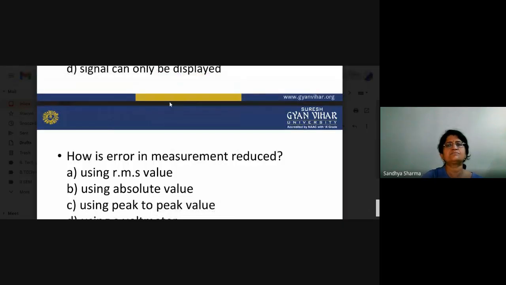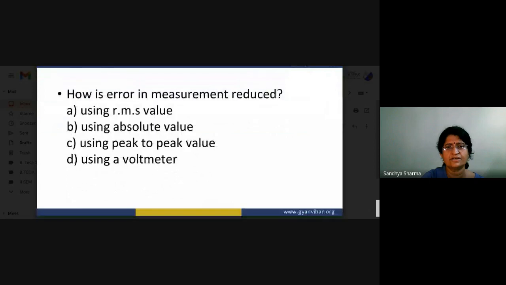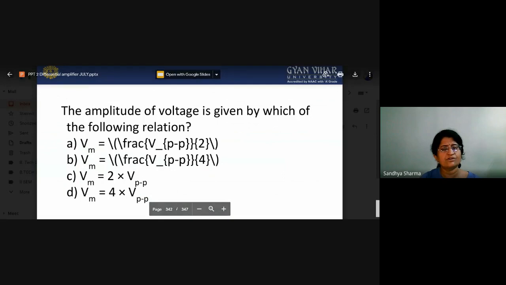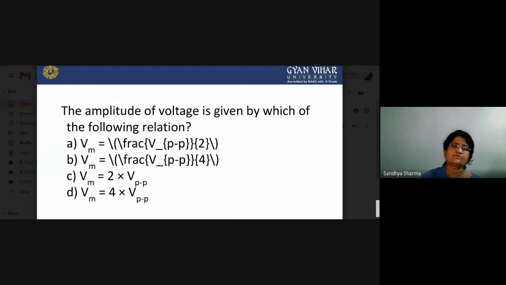Now what about the CRO and what type of signals we are using, and how it works? Error measurement by making use of a CRO: many characteristics of a signal can be measured. What is the role of your CRO? How is error in measurement reduced? The amplitude of your signal's voltage is given by which of the following relations? You can see that particular part in this section.